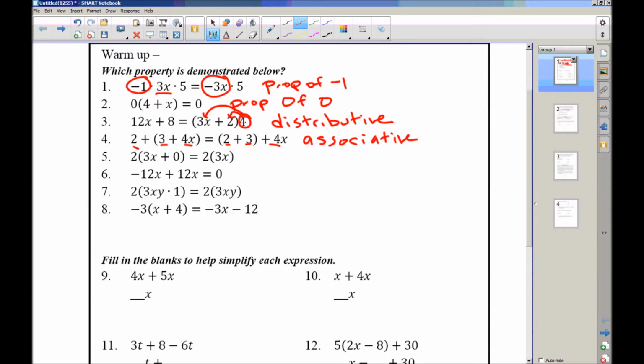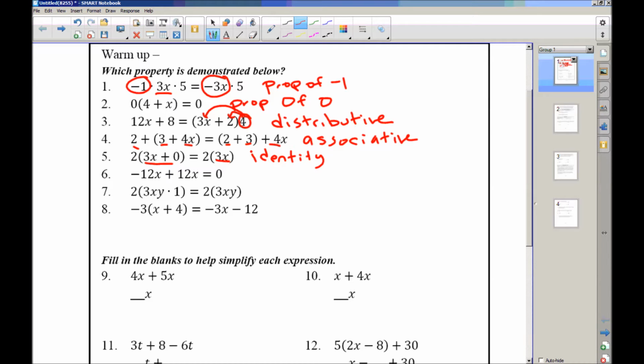Okay. Number 5, 2 times (3x plus 0), and then 2 times 3x. So we added 0 to 3x, and it didn't change its identity. So this is the identity property. Remember, the additive identity is 0, and the multiplicative identity is 1. So we can always multiply something by 1 or add 0 to something and it doesn't change.